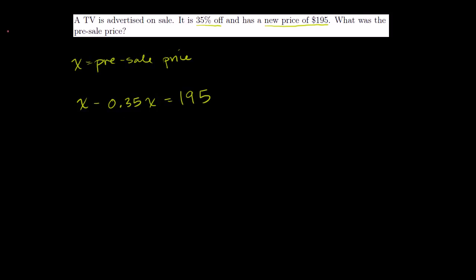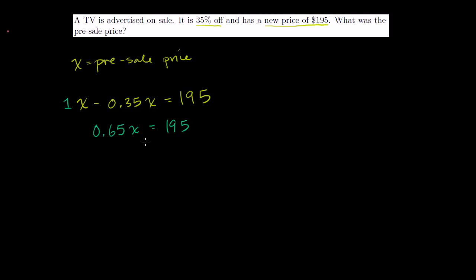So now we just solve for X. So you can view this as 1x. 1x minus 0.35x, that will be 0.65x. So this is 0.65x, right? If you add 0.65 to 0.35, you get 1, right? 1 minus 0.35 is 0.65. So 0.65x is equal to 195.